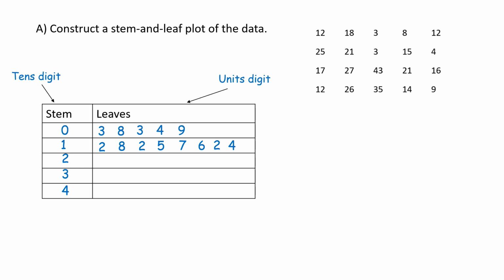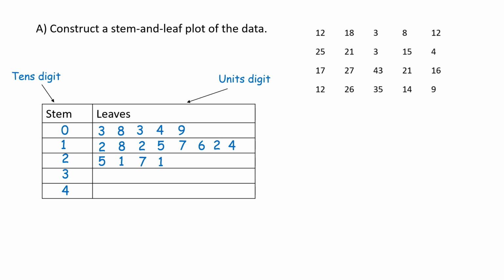Let's go to the 20s. In the first row, none, but in the second row, I see a 25, so the leaf would be 5. For 21, we list only 1. Going to the third row, we see a 27. The 2 is taken care of in the stem, so for the leaf, you put in 7. Reading across, we have a 21. The 2 is taken care of, so you just put in 1.